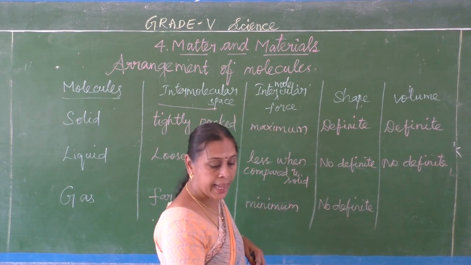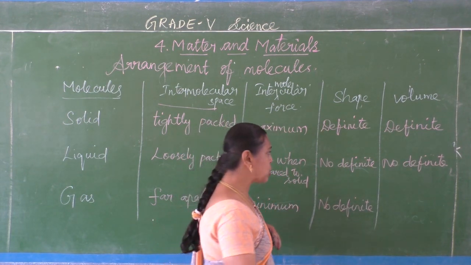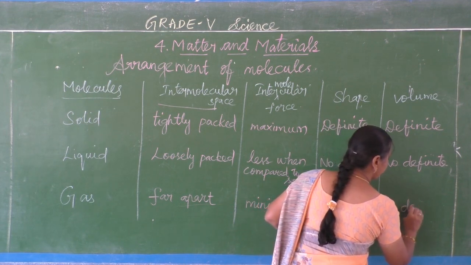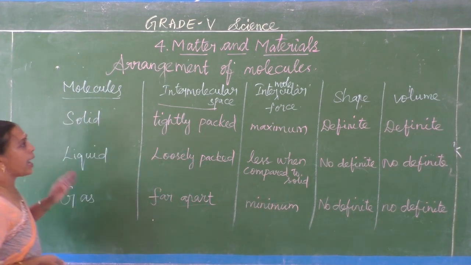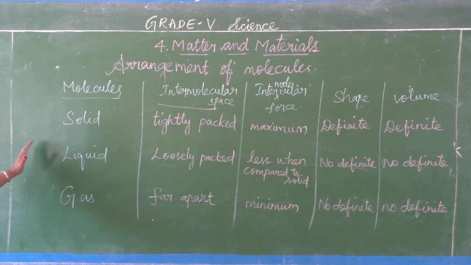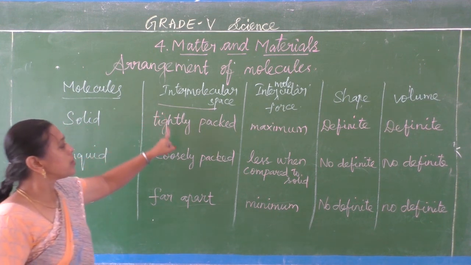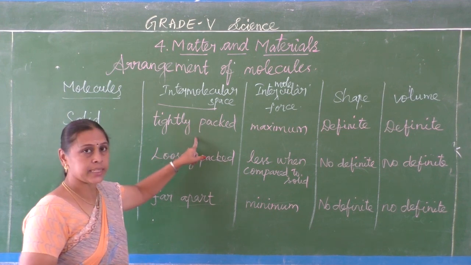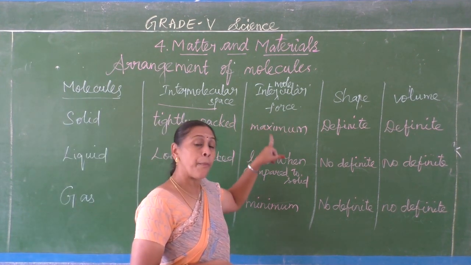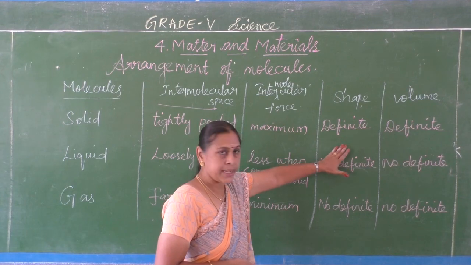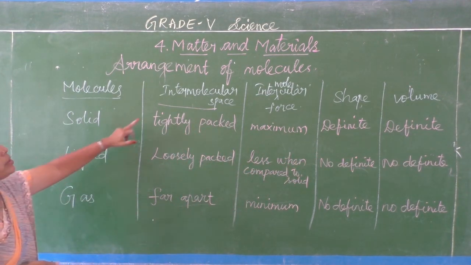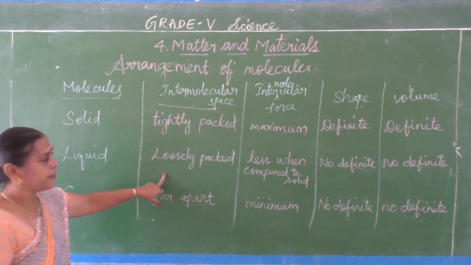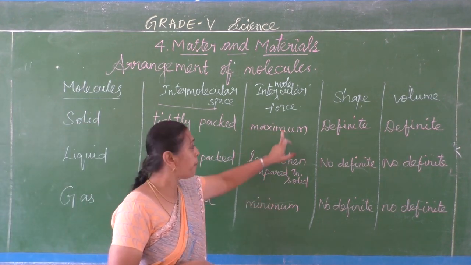And in gas also no definite volume. It often changes. So if you write a tabular column like this, it will be very easy for you to remember. Solid has tightly packed molecular space. Molecular force maximum. Shape, definite shape. Volume also definite volume. In case of liquid, the intermolecular space loosely packed. Force less when compared to solid.